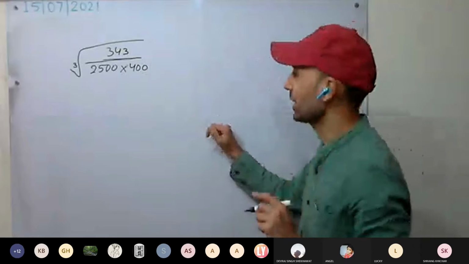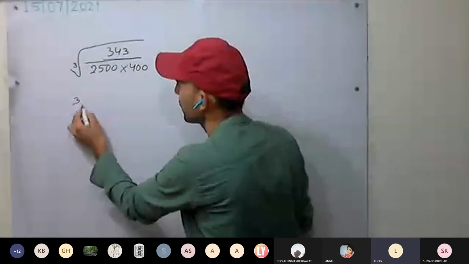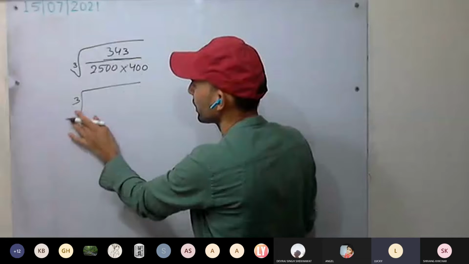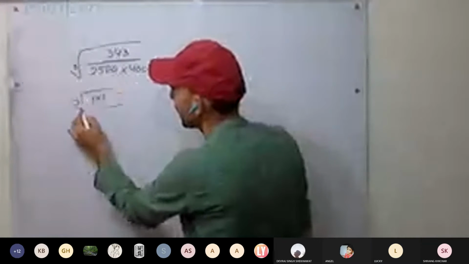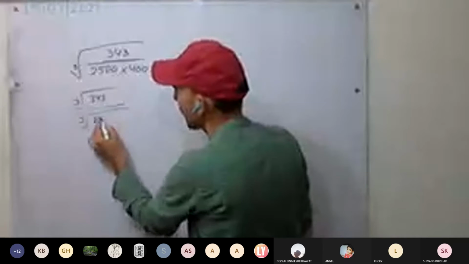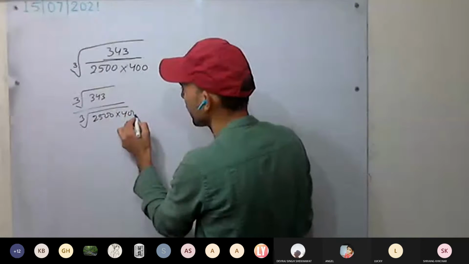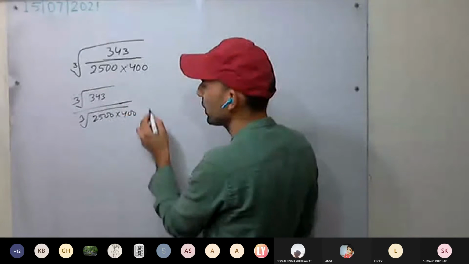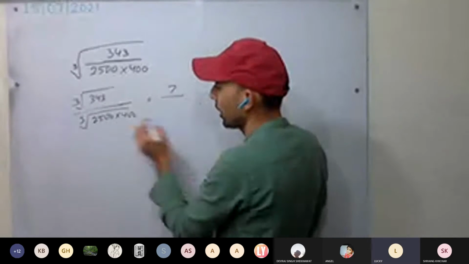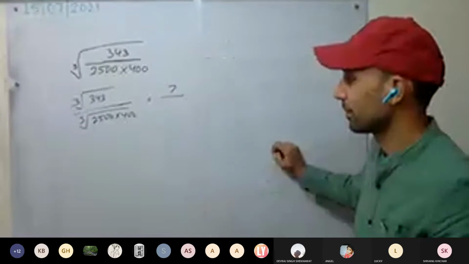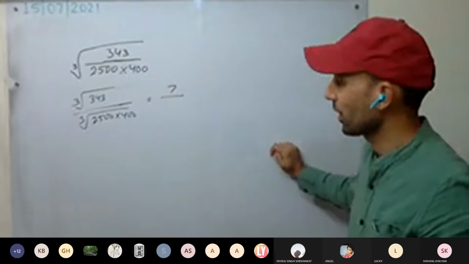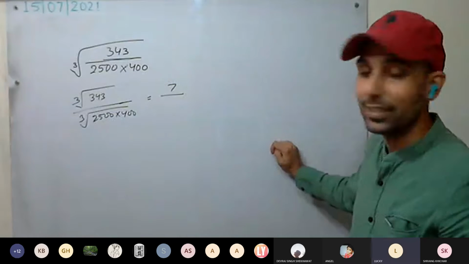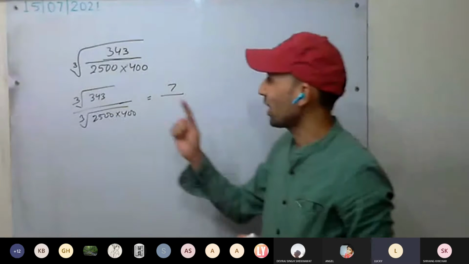This will take one idea. Okay. Cube root of 343, sir, 7 cubed. So we can write it like this: cube root of 343 divided by cube root of 2500 into 400. Okay. It is how much? 7. And how to calculate this one? How to calculate this one?